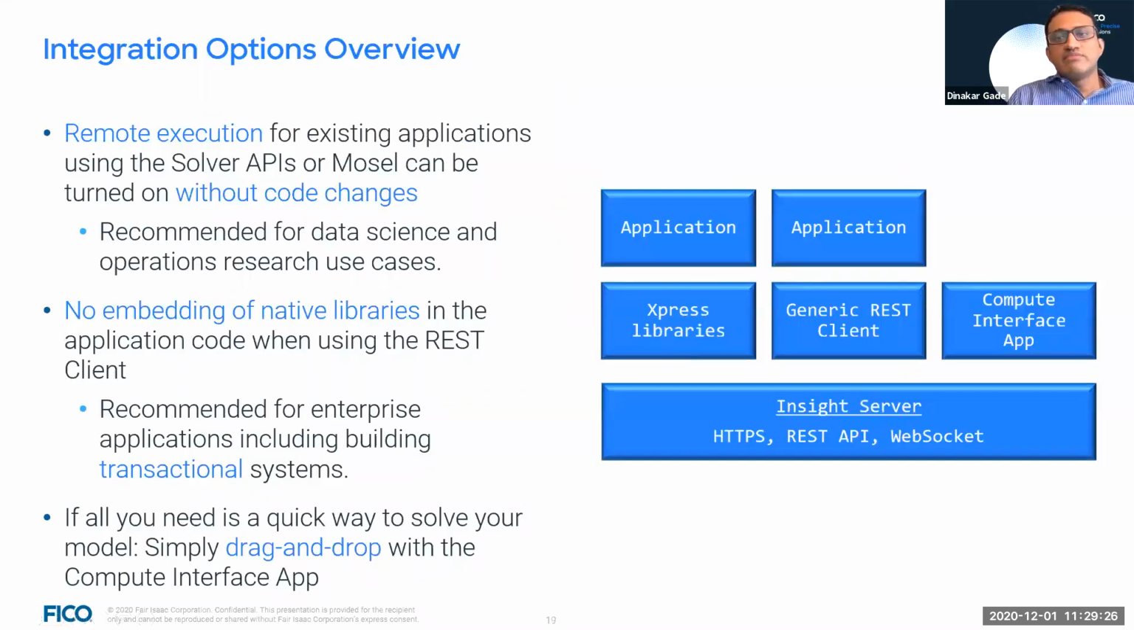So with the compute interface, you get a number of integration options. If you have existing applications, if you have code that already uses the Xpress Solver APIs or Mosel, you can turn on remote execution without any code changes. So this is recommended for data science and operations research use cases. So if you have Xpress libraries and you have built an application on top with Xpress APIs, with the simple configuration, you can send it off for remote execution.